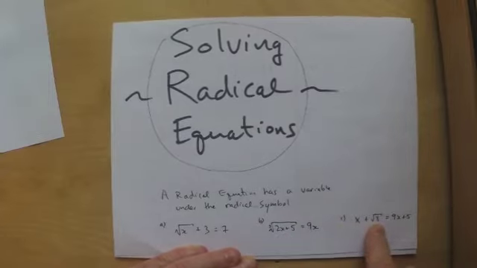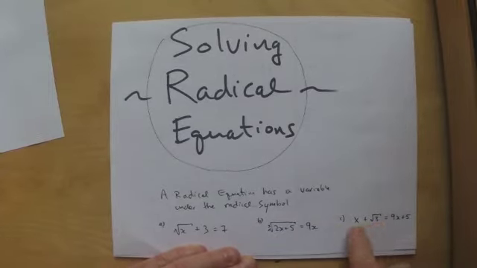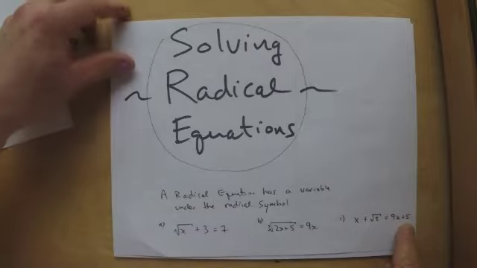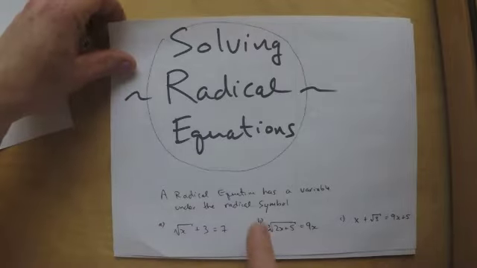This one here has a radical in it, but the variable is not underneath the radical symbol, so this is technically not a radical equation. Still an equation, just not radical. All right, so the goal today is to learn how to solve these.